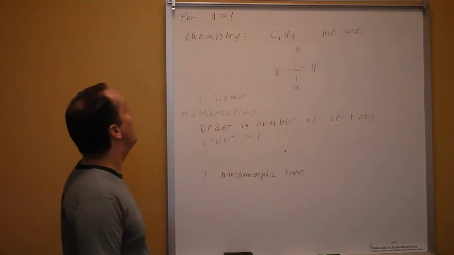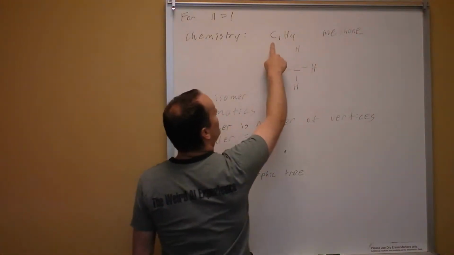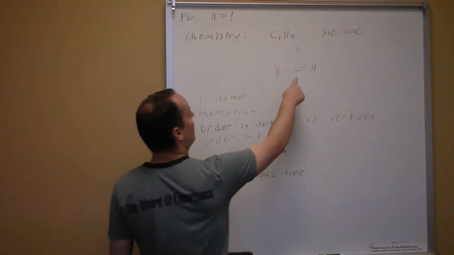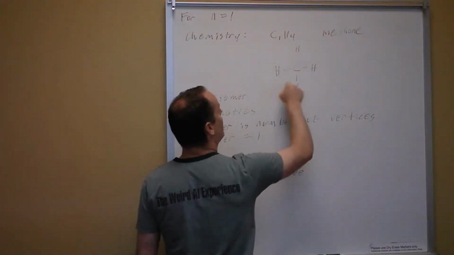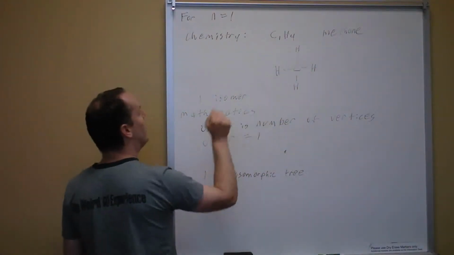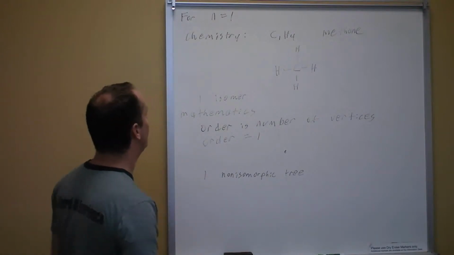Okay, so let's start with n equals 1. If n equals 1, in chemistry, we get the formula CH4. This is the formula for methane. This is what it looks like. You have a carbon atom surrounded by 4 hydrogen atoms. There's only one way to do this, so we say that methane has just one constitutional or structural isomer.